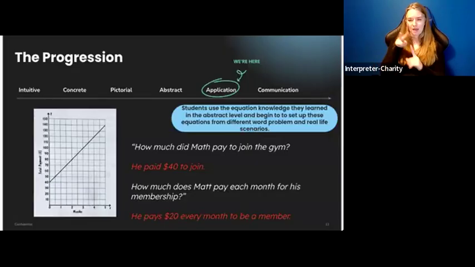Now they're being able to take the equations that they've written and identify the parts: the slope and the rate, the y-intercept and the total, knowing what is the independent versus dependent. And all those parts are coming together now in a real life application.